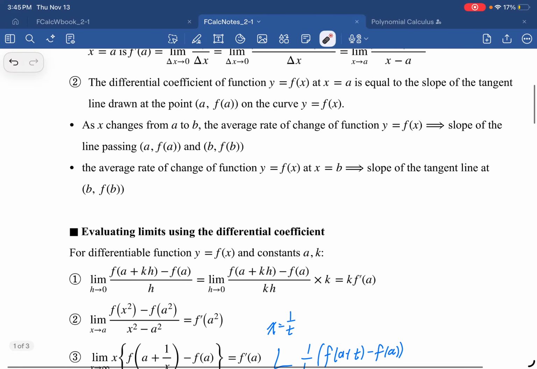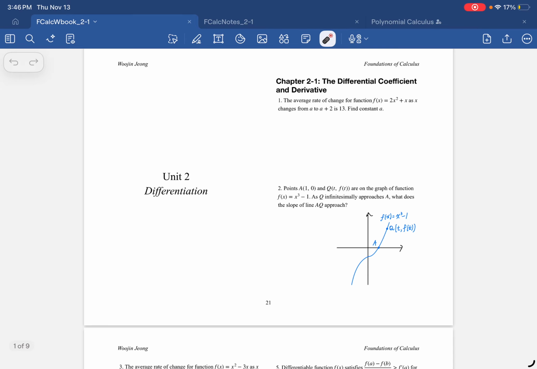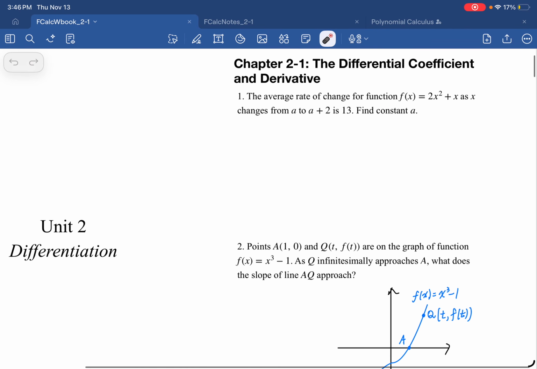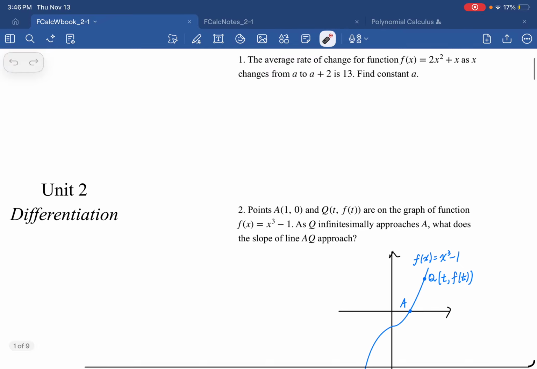Okay, with that, let's go to the workbook. I think number 1, you guys can try on your own, right? It's just the average rate of change, right? It's just the slope between those 2 points where x equals a and x equals a plus 2. Okay.